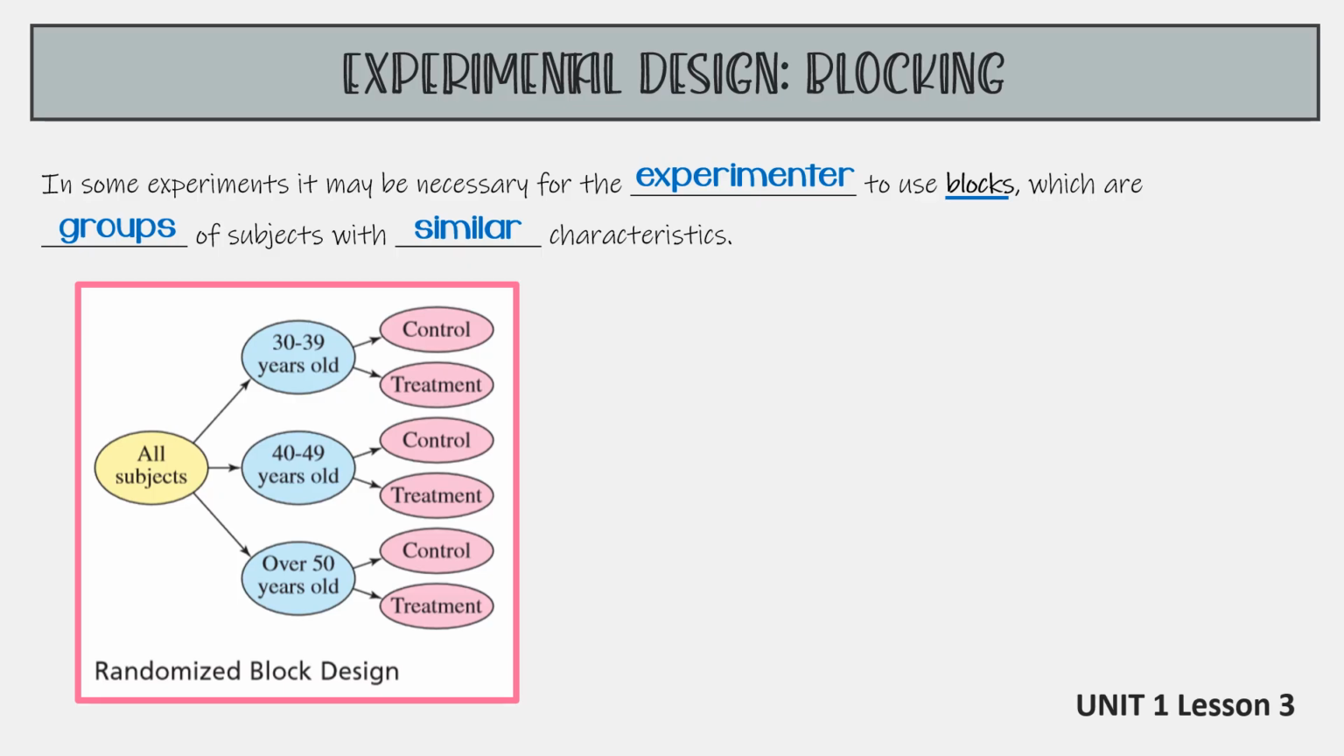In this situation, for a randomized block, all subjects would be broken into groups based on age. In that diagram, there's one group that's 30 to 39, another 40 to 49, and then 50 and over. And from each of those groups, you have a control and a treatment group.